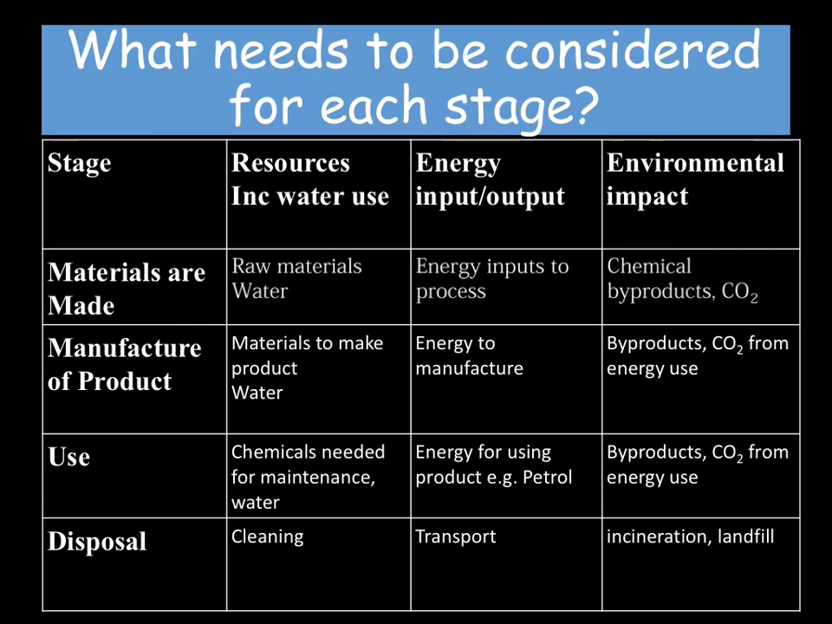So what do we need to consider for each stage? Well, those initial materials, we need to think about what materials they are, how we're going to get them, do we need water, are there any chemical byproducts, are we releasing CO2? In the manufacturing, again, thinking about materials, water, any products that are made that we don't want, the energy required to manufacture, and again, byproducts, carbon dioxide, anything like that.